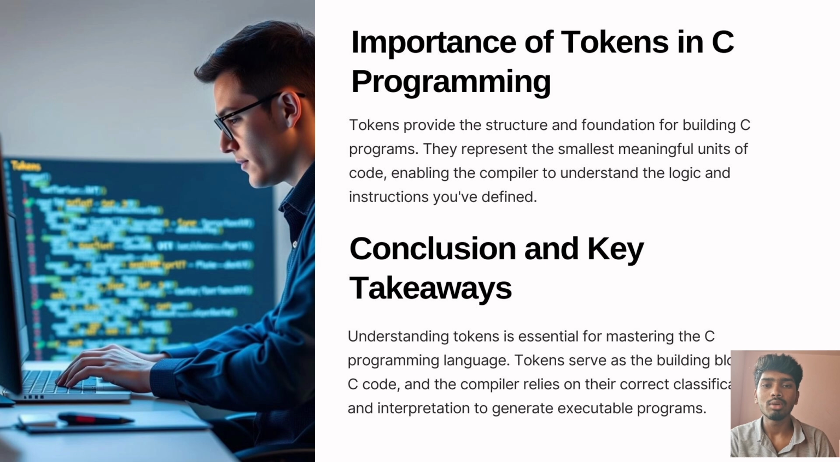Some key points to keep in mind. Tokens define the syntax and logic of a C program. Follow the rules for identifiers to avoid errors. Operators and symbols structure computations and flow. Importance of tokens in C programming. Tokens provide the structure and foundation for building C programs. They represent the smallest meaningful units of code, enabling the compiler to understand the logic and instructions you have defined.